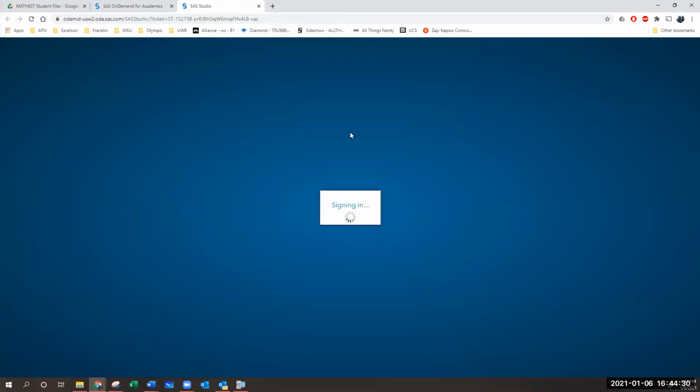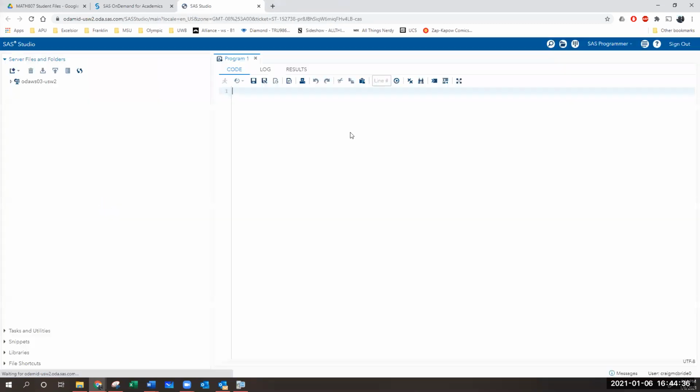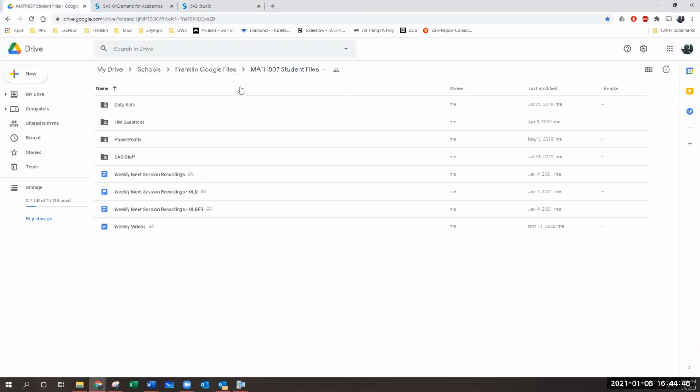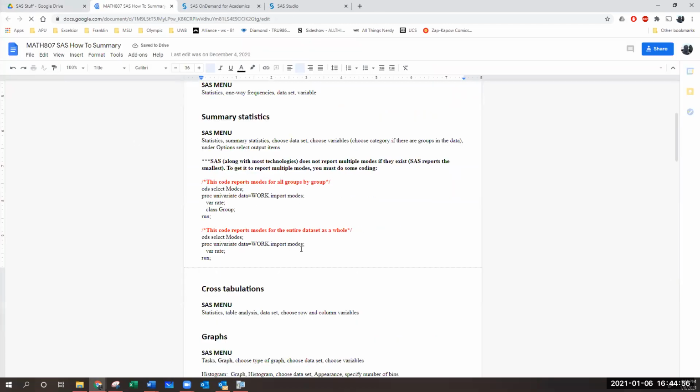Okay. What I'll show everybody right now, because if you want to start playing with code next week, it'd be nice to be able to maybe play around with this on the weekend or whatever before even Monday's class. But if you want to try some of the coding options, right? So in our Google Drive, I've got the SAS stuff, and we've got this SAS how-to summary document. And in here, it's got samples of code that we can use to do various things.